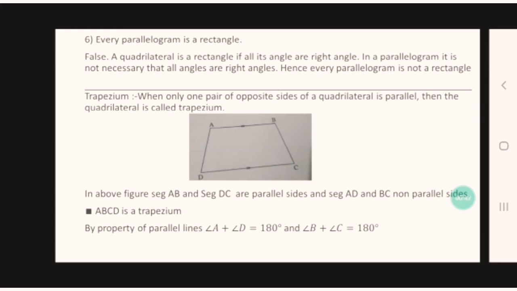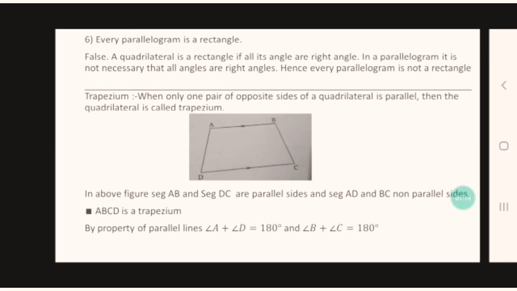Now we move on to the next topic of the chapter, in which we are going to discuss about trapezium. Now, when one pair of opposite side is parallel, then the given quadrilateral is known as trapezium. Now, here AB is parallel to DC. Okay, these two are parallel sides, and AD is not parallel to BC. Then this quadrilateral ABCD is known as trapezium.